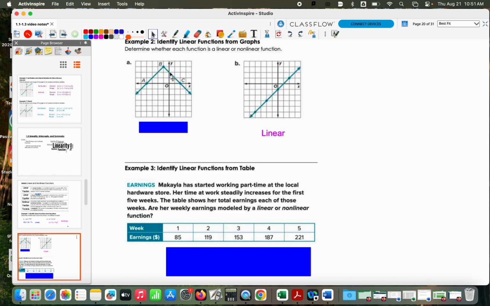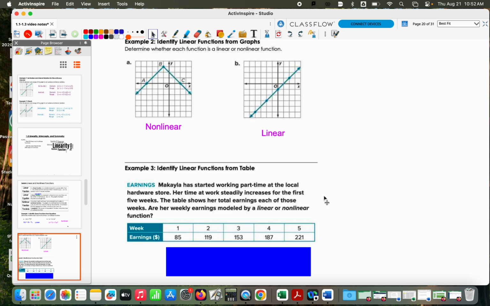This guy, some people say oh, it is linear because there's lines. Well, there's two separate lines, like point A, B, and C. I can't hit them all with one line, so this would be nonlinear. Even though it has straight line parts, it's not linear, one straight line.